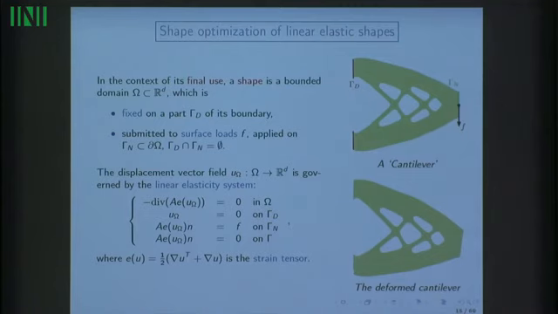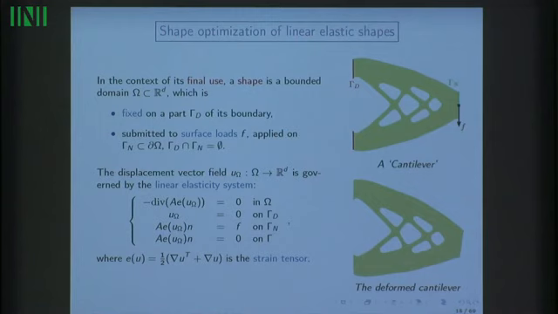So we consider shapes which are like bounded domains, which are clamped on the part Γ_D of the boundary, and we apply traction loads F on the part Γ_N of the boundary. So this is the setting where we want to use the parts in its final use, when the engineers will use the mechanical parts.